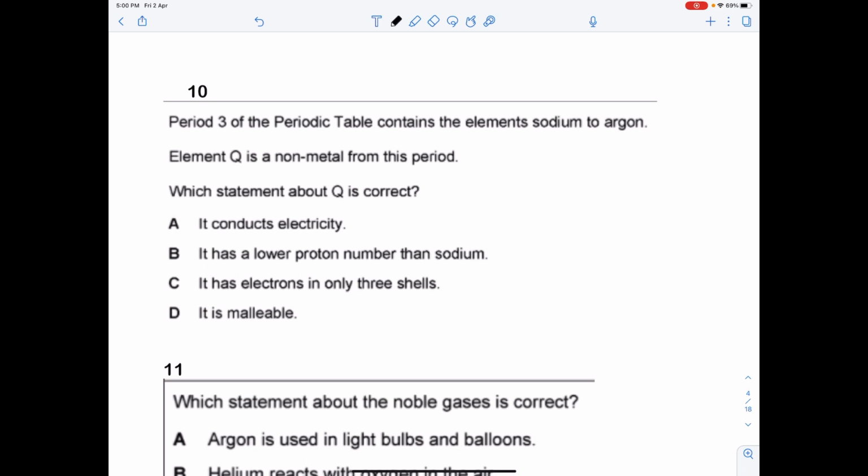10. Period 3 of the periodic table contains the elements sodium to argon. Element Q is a non-metal from this period. Which statement about Q is correct? Well, non-metals do not conduct electricity, only metals do. It has a lower proton number than sodium. It has electrons in only 3 shells. Yes, it's only got 3 shells. And it is malleable. It's a non-metal, they're brittle. So, which statement about Q is correct? It has to be C.